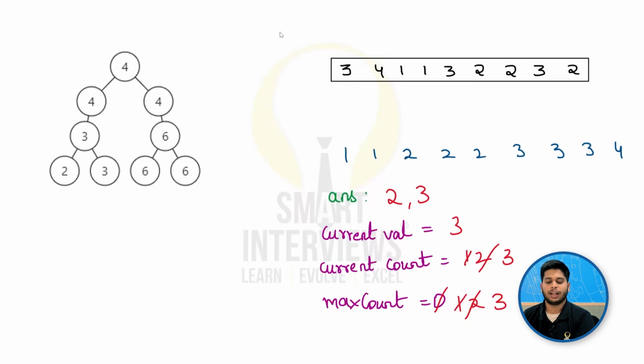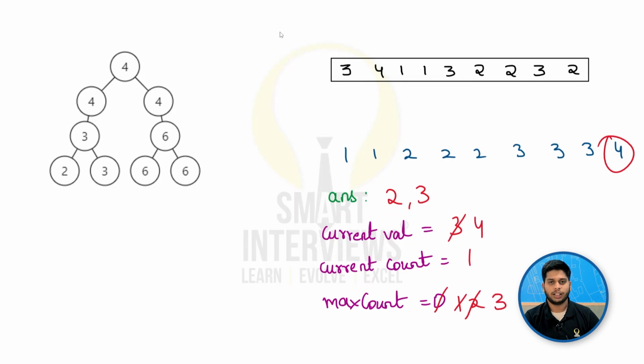And the next value that we are having here is 4. And 4 is not the same as the current value. So update the current value to 4. Since we updated, as we discussed, reset the current count back to 1. And now the current count is less than the max count. So just simply move ahead. And we are done with the array. So ultimately, the answer for this array would be 2 and 3.